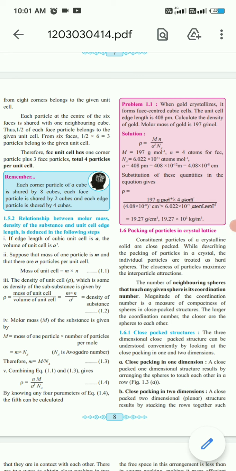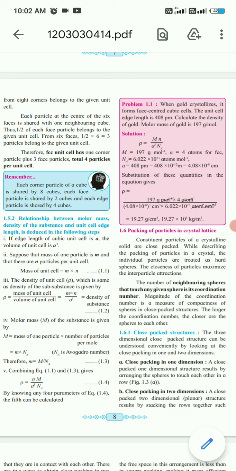1.6.1 Close packed structures. The three-dimensional close packed structure can be understood conveniently by looking at the close packing in 1 and 2 dimensions. A. Close packing in 1 dimension. A close packed one-dimensional structure results by arranging the spheres to touch each other in a row.